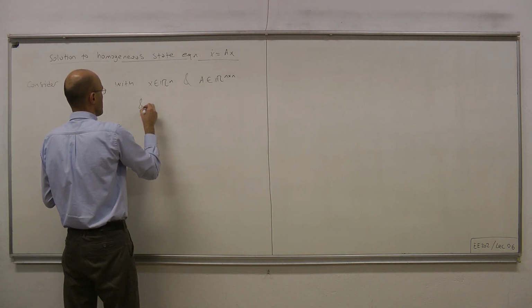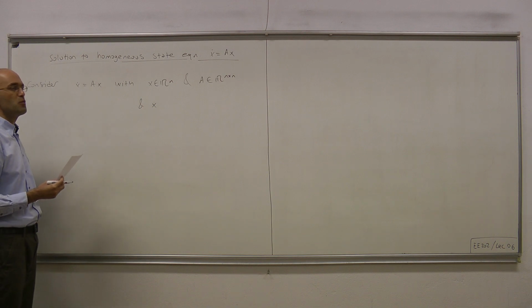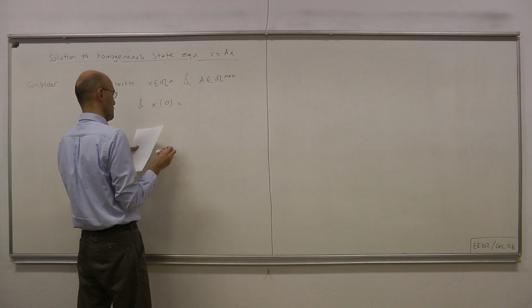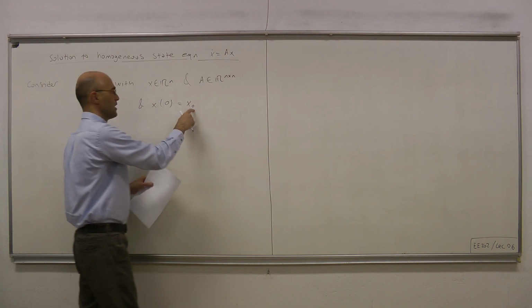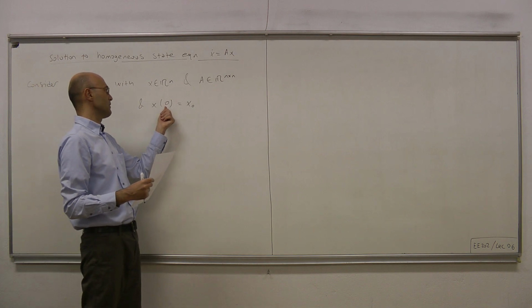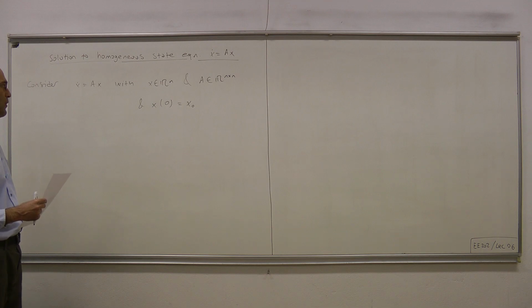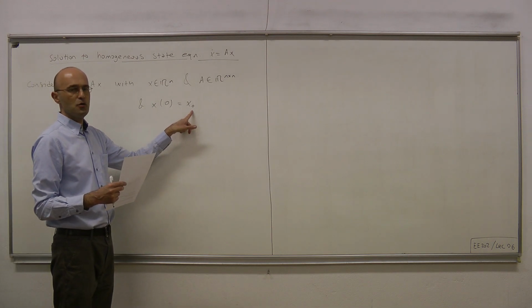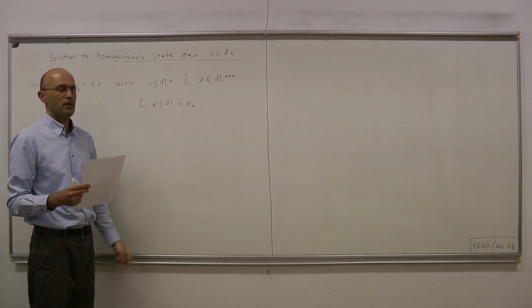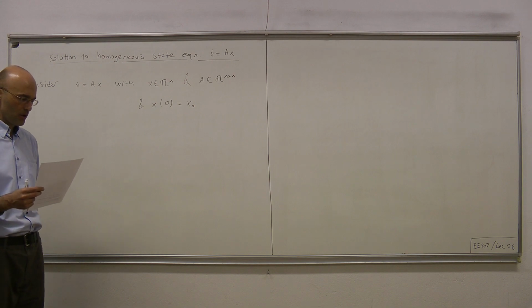Furthermore, in order to obtain the solution, we need the initial conditions, and that's also available. Suppose x(0) equals x0. Since this is an LTI system, without loss of generality we can take the initial time to be 0. Clearly this too is a vector in R^n, that contains initial capacitor voltages and initial inductor currents in our circuit.